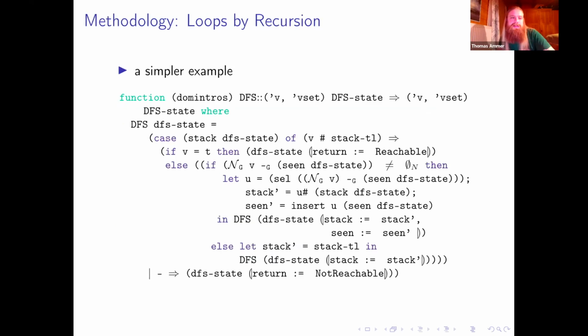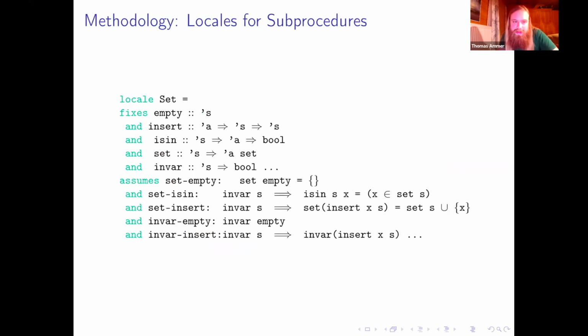Okay, so that's an example of how a loop can be formalized by a recursive function. This is not Orlin's algorithm. Instead, it's depth first search, perhaps the simplest graph algorithm one could imagine. And if I would display Orlin's algorithm on the slides in Isabelle, then this would take at least 5 slides, perhaps even 7. Okay, now how can we deal with sub-procedures?